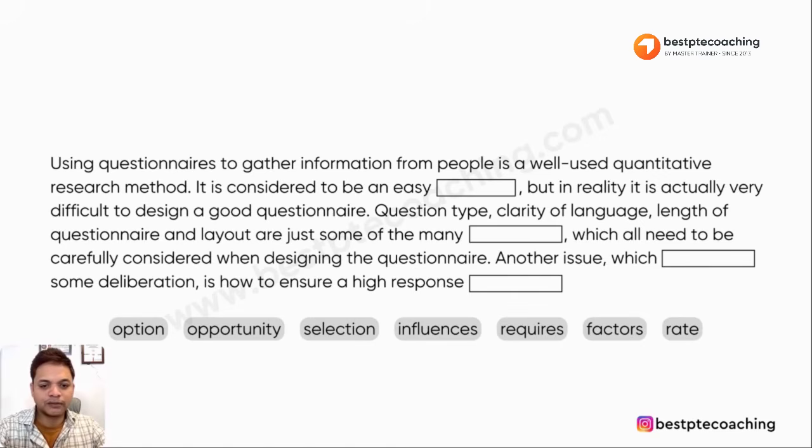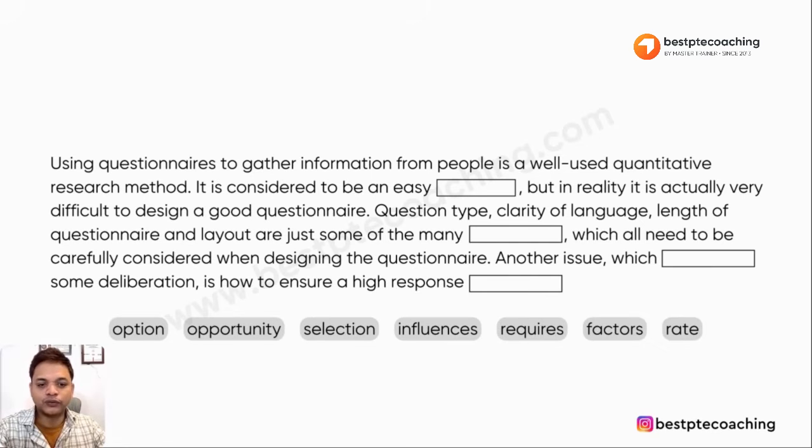Next one. Question type, clarity of language, length of questionnaire, and layout are just some of the many blanks. So after many, M-A-N-Y, many, if you have a blank, that is going to be a plural thing, because many means not one, more than one. Many influences, many factors. There are only two plurals: many influences, many factors. So maybe many factors. And influences is again a verb, basically, V1 plus S. Okay, therefore, what is it? Factors is the correct answer.